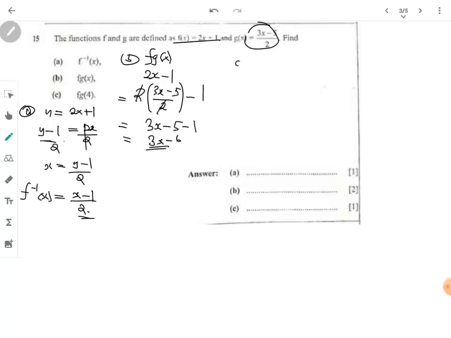Then C, f of g of 4. What this means, remember you've already found f of g is this. Now where there's x, I'll just put 4. 3x minus 6. This is 3 times 4 minus 6. This will be 12 minus 6. And my answer will be 6.